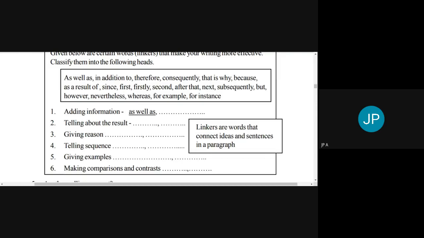ഇതെല്ലാം sequencing ആണ്. First, firstly, second, after that, next, subsequently, etc. When you write, first, I would like to point out that the nature is affected because of pollution. Secondly, the pollution is caused by human beings. After that, we have to focus. So there is a connection between the sentences.